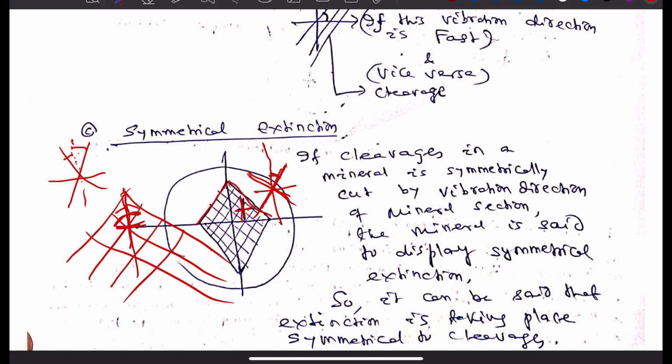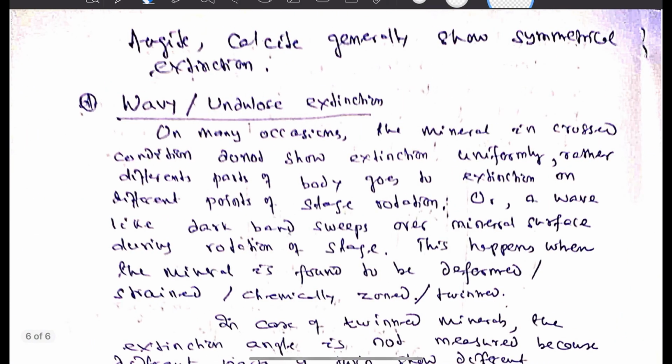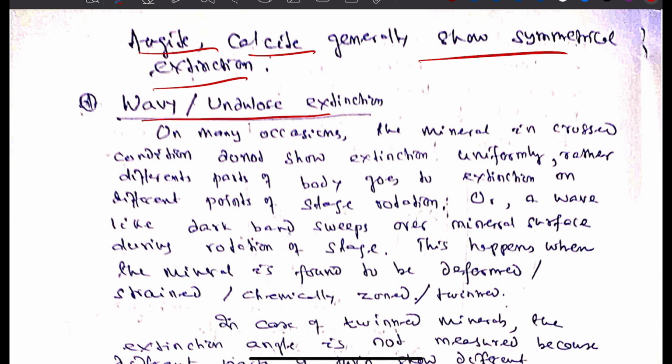So it is symmetrical extinction, which we generally find in the case of calcite and in the case of augite. These are the two minerals in which we find symmetrical extinction. Then let us come to the OV or undulose extinction. This is a case which is seen in metamorphic minerals.